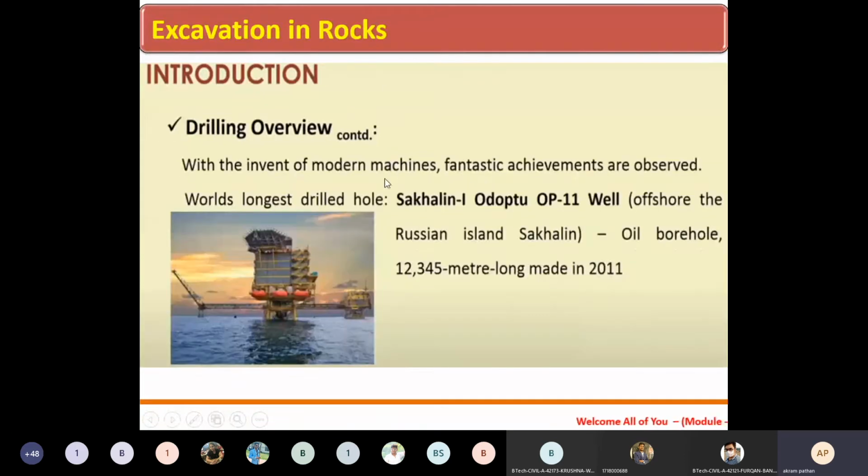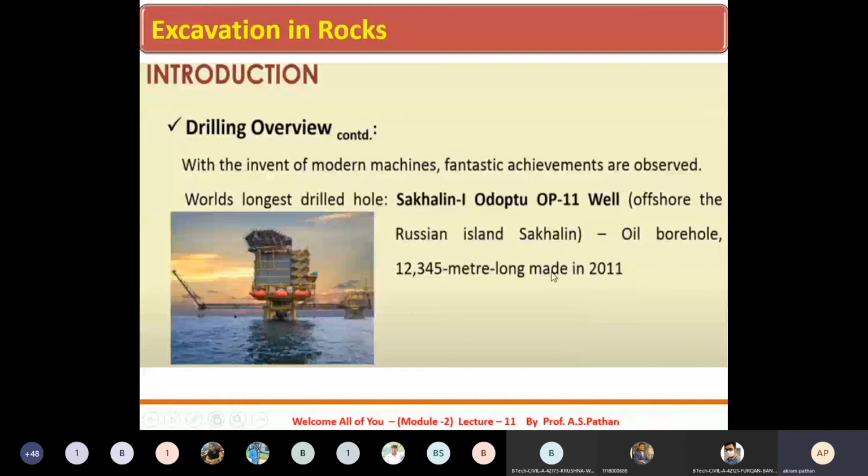Then if you see, in the case of the Sakhalin oil borehole in Russia, this hole is created in the country Russia to pump the oil from the borehole.